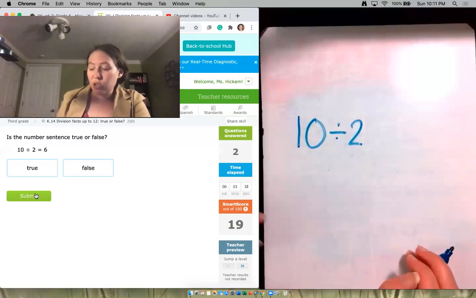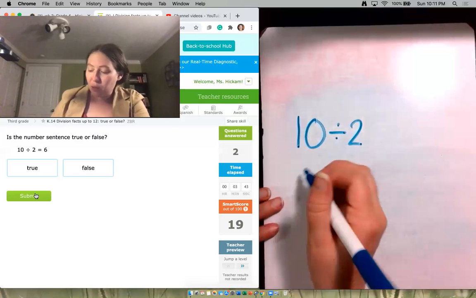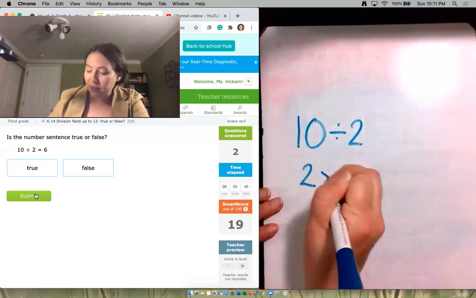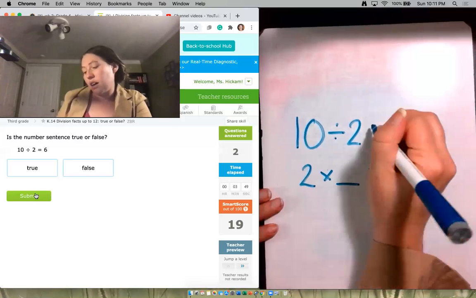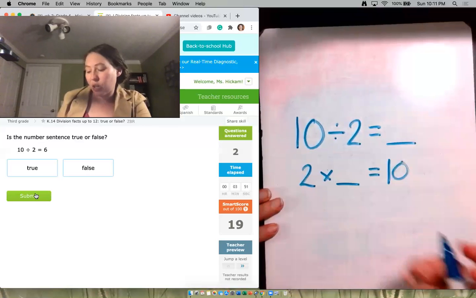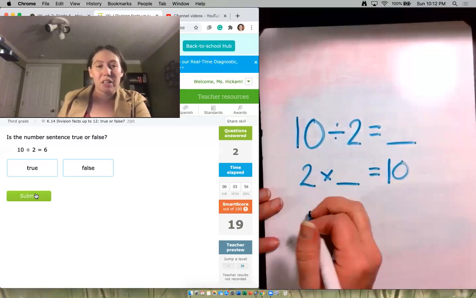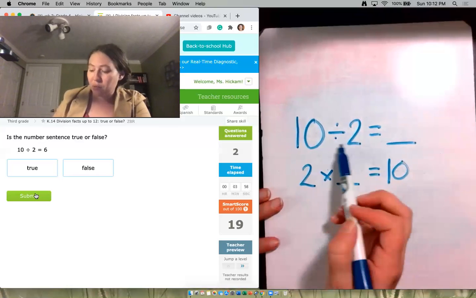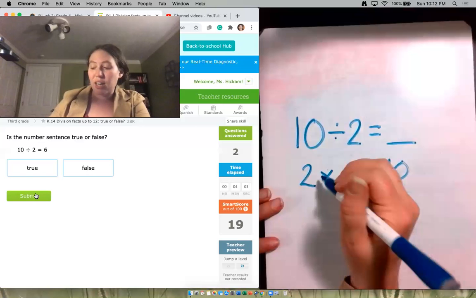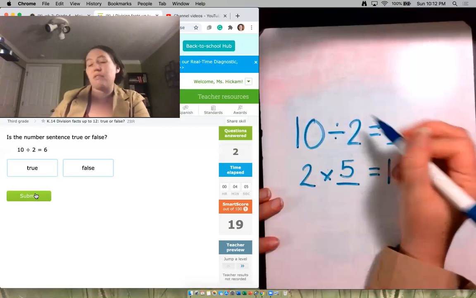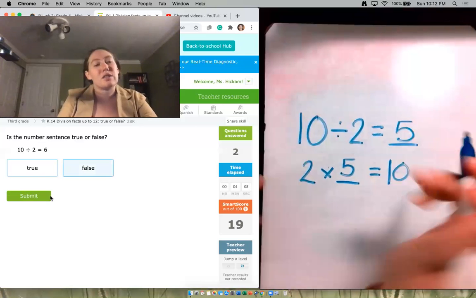10 divided by 2 is the same as 2 times what equals 10. I can either do it with a tic-tac-toe, or I can think of 10 in 2 groups. How many is in each group? 2 times what equals 10? 2 times 5 equals 10. So 10 divided by 2 equals 5. Ooh, they say 6. That's incorrect, so false.